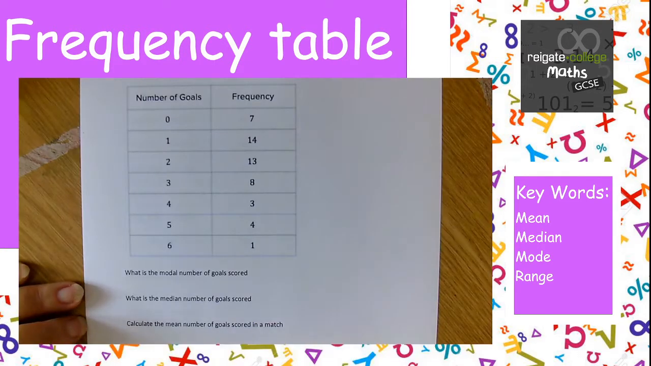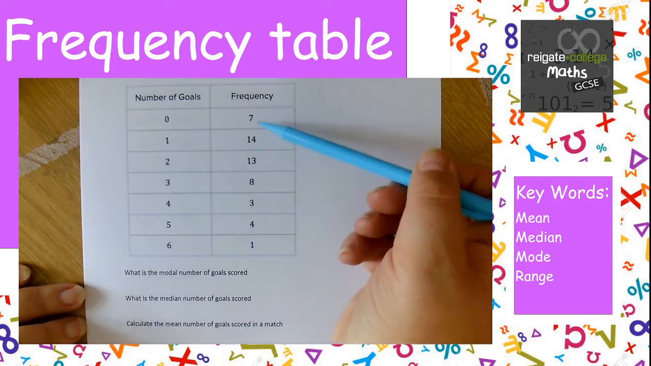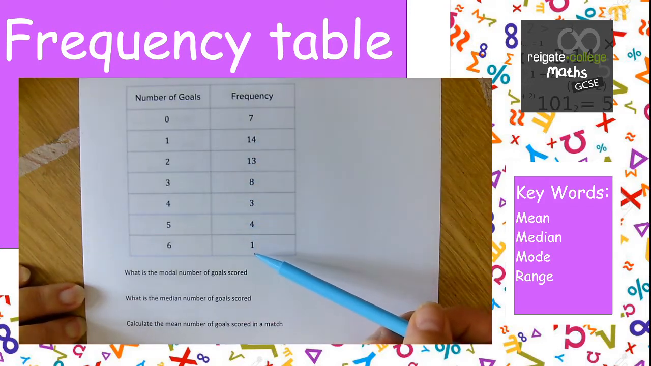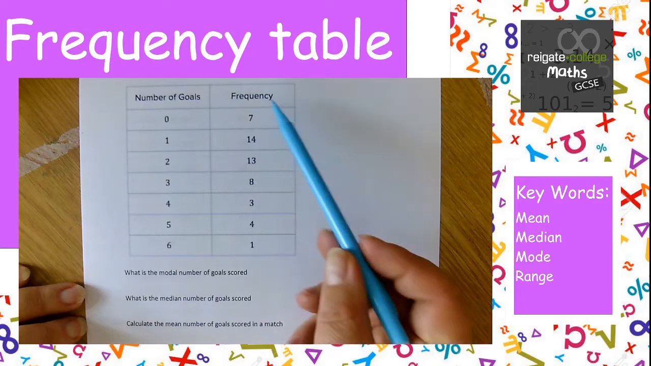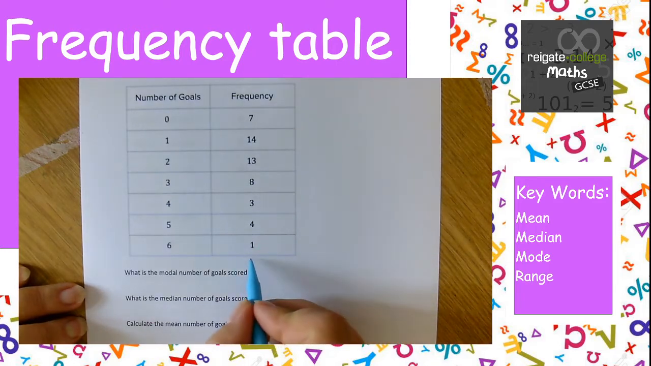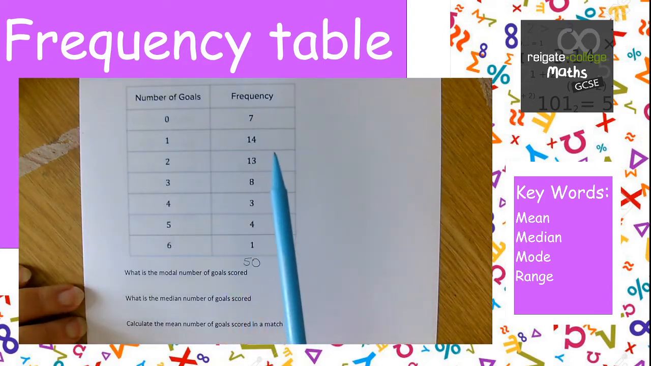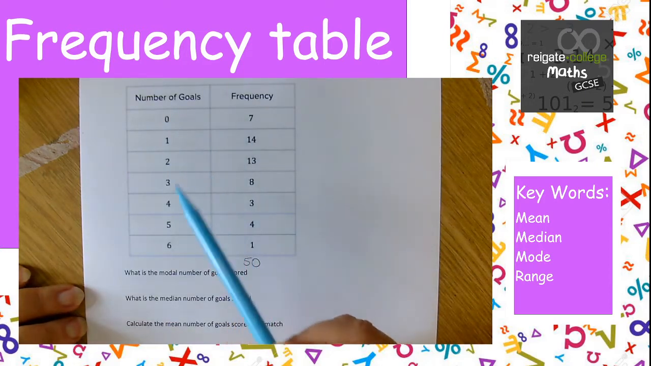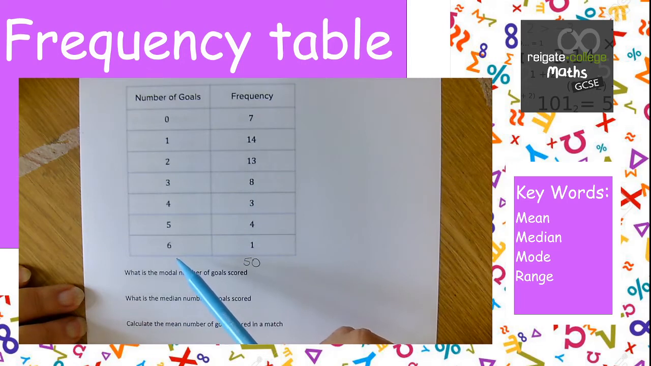Here I have a frequency table, and before we start calculating averages from the frequency table, it makes sense to understand what exactly is being given in the way of information. So here we have 50 football matches having taken place. I know it's 50 because the frequency totals up to 50. And on each of these matches, I have here how many goals were scored.